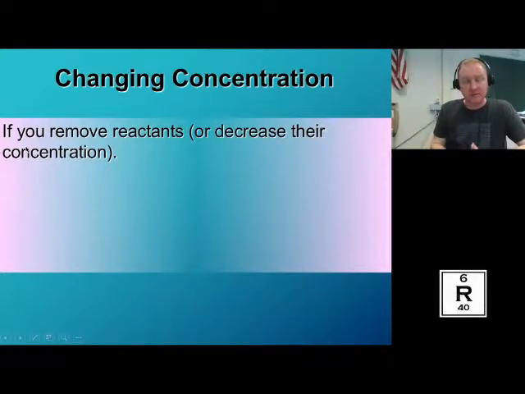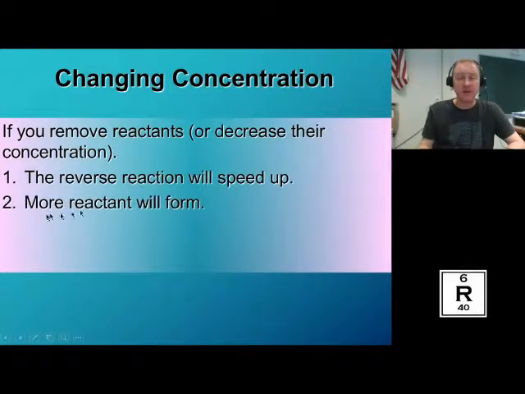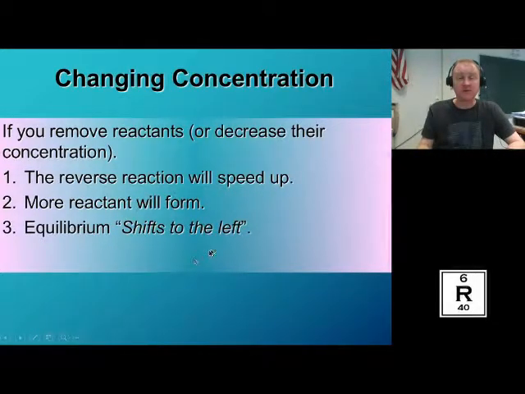And the last example, since we've added reactant and product, and now we remove product, how about if we remove reactant? You should be able to mentally go through all these different steps in questions about equilibrium. So if you remove reactants, the reverse reaction will speed up. We're removing from the left tank, and so the reverse reaction speeds up because the products, the right tank, will be filling up the left tank. More reactant will form to compensate for that loss in reactants, and the equilibrium shifts to the left because products are going to form reactants here.